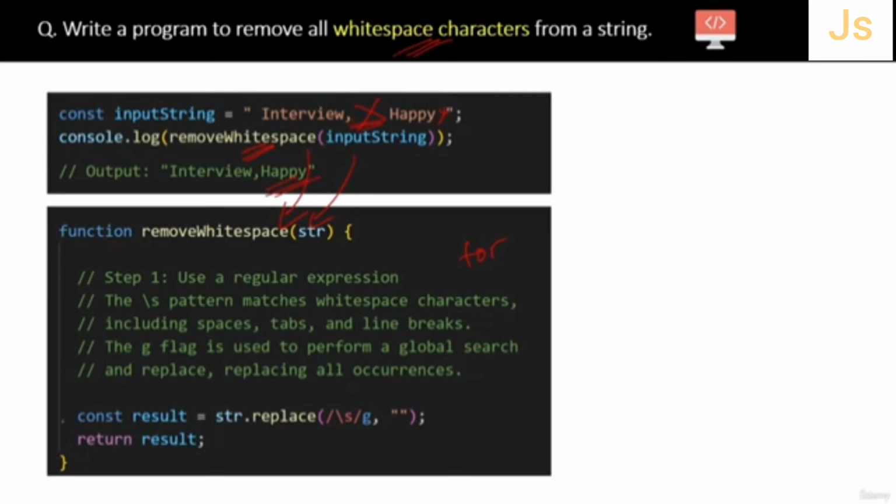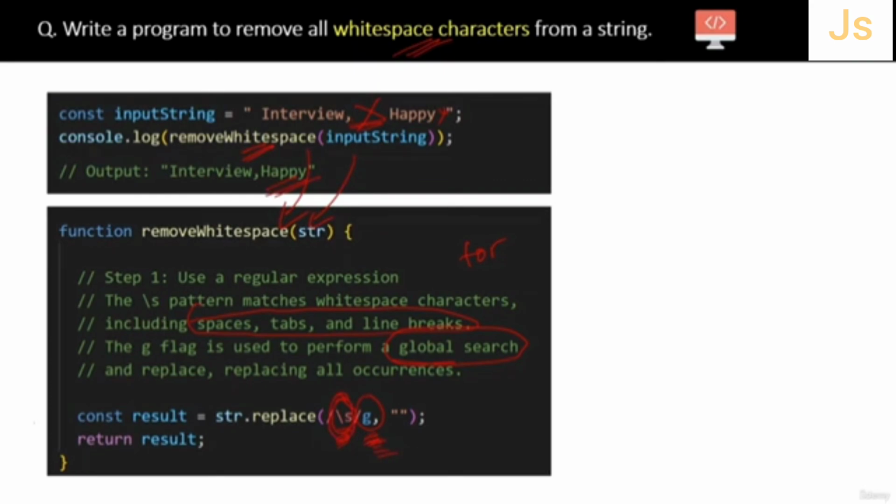Now the second is the shortcut way, and it is something like using a regular expression. Here we have to use this \s to find the spaces, tabs and line breaks. Okay, this \s will resemble spaces, tabs and line breaks. And this g flag is used to do the global search. So which means it will search the \s, the spaces, tab and line breaks all over the string. So this g is responsible for searching.